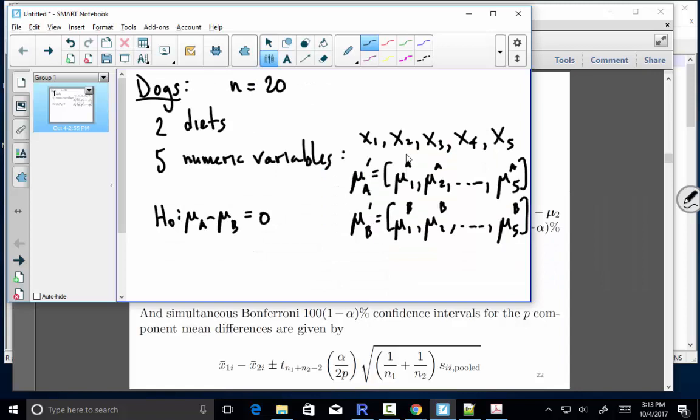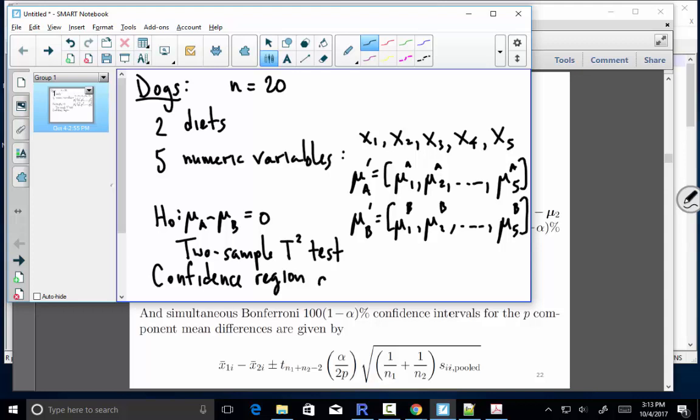So we're going to do this using what we could call the two-sample t-squared test. And similarly, if we wanted a confidence region and or simultaneous confidence intervals.